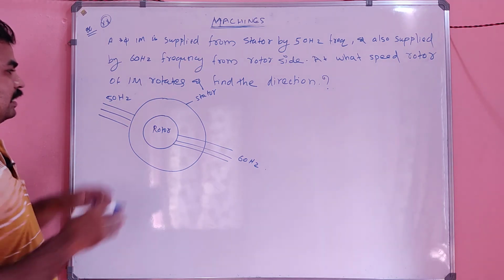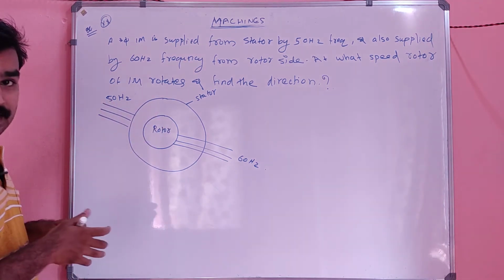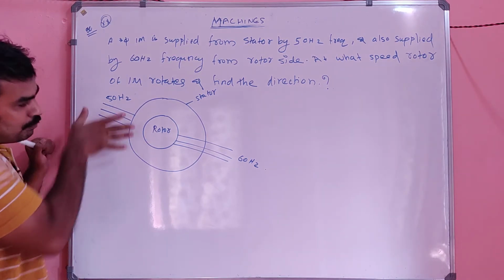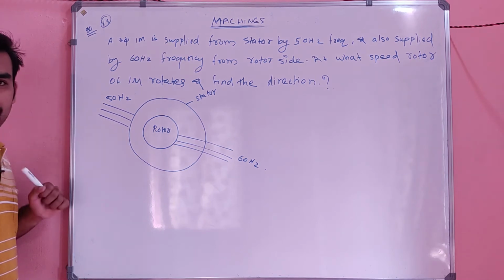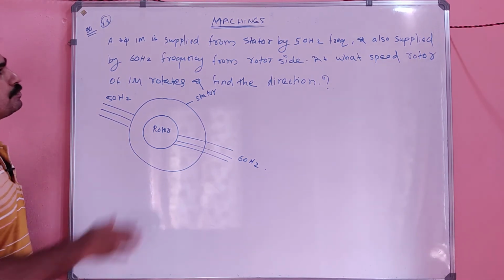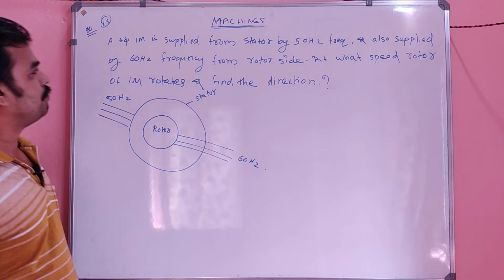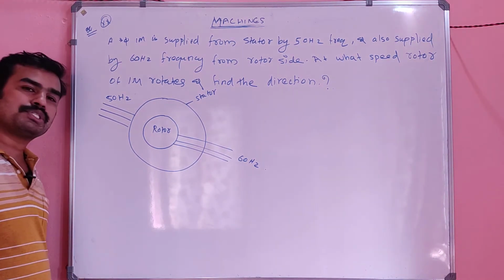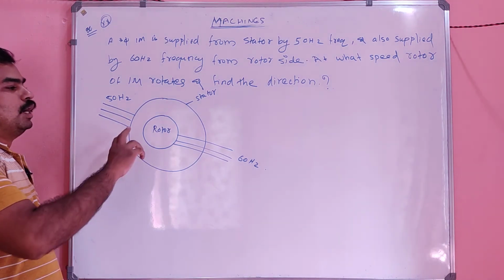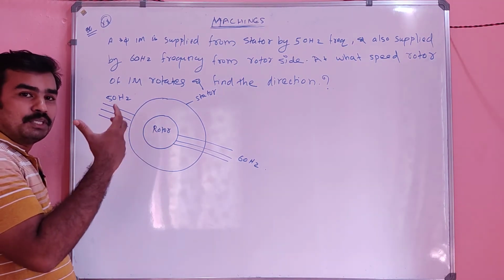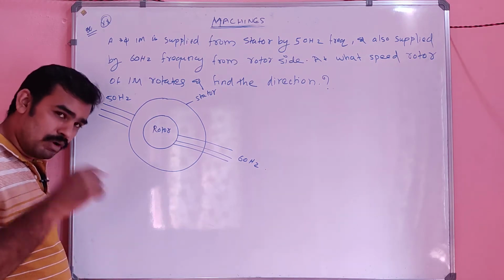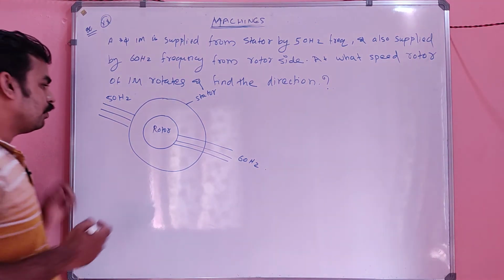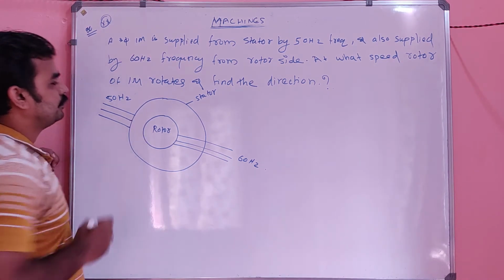A three-phase induction motor is energized from both sides, right? Stator we gave supply with 50 hertz and some voltage, and rotor also we gave supply with 60 hertz and some voltage. And our question is: what will be the direction of the rotor finally? How can we do that?